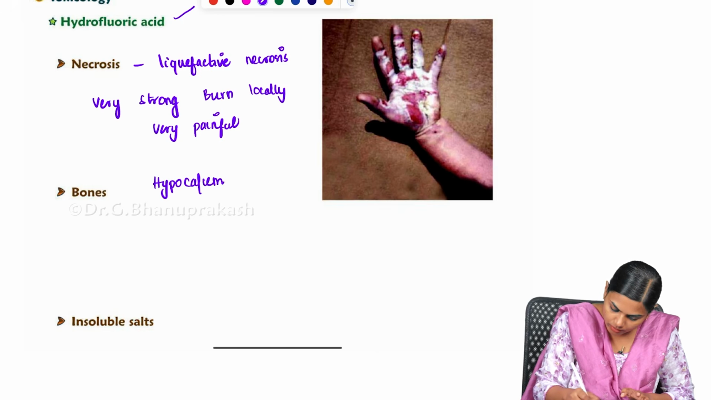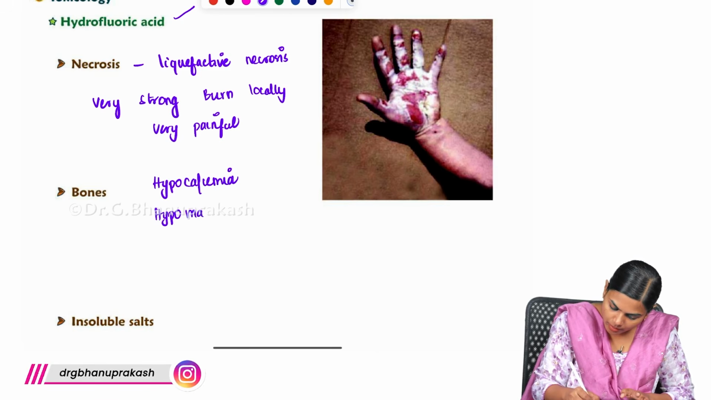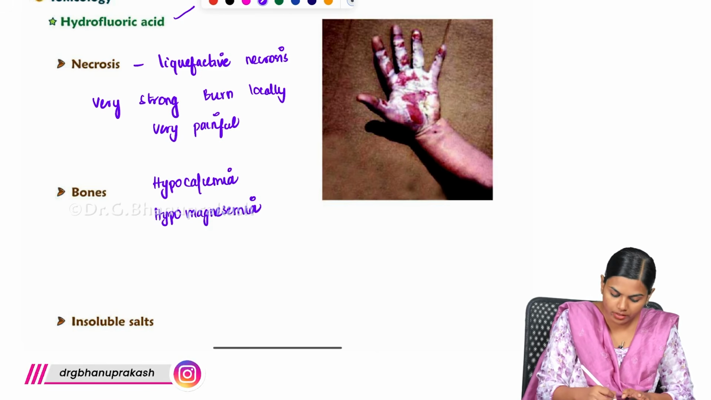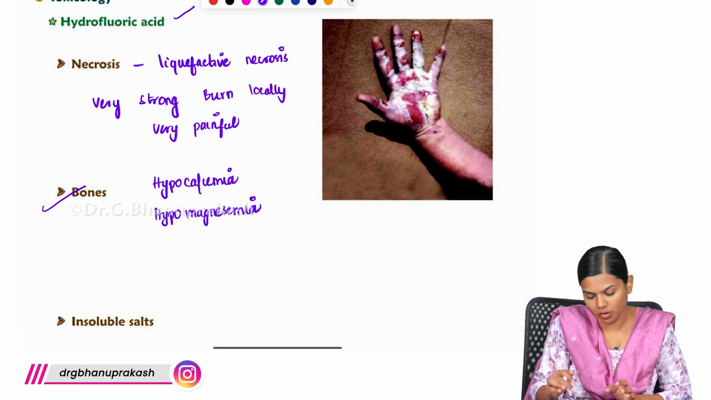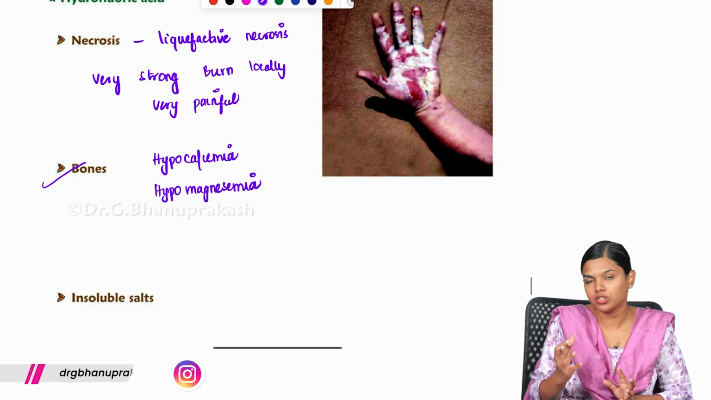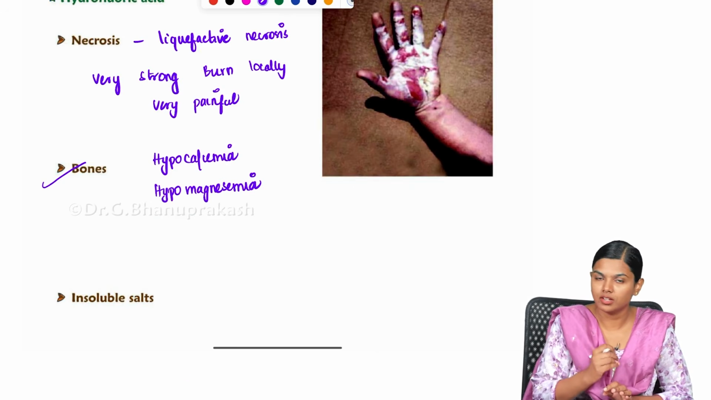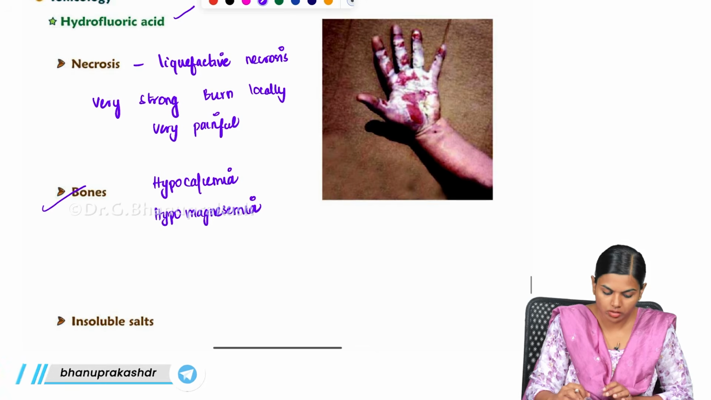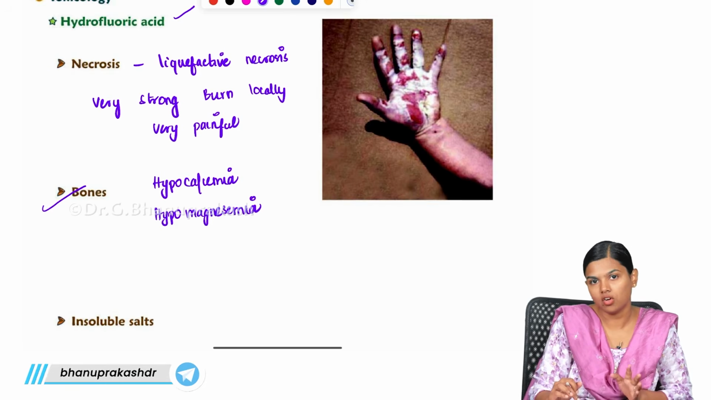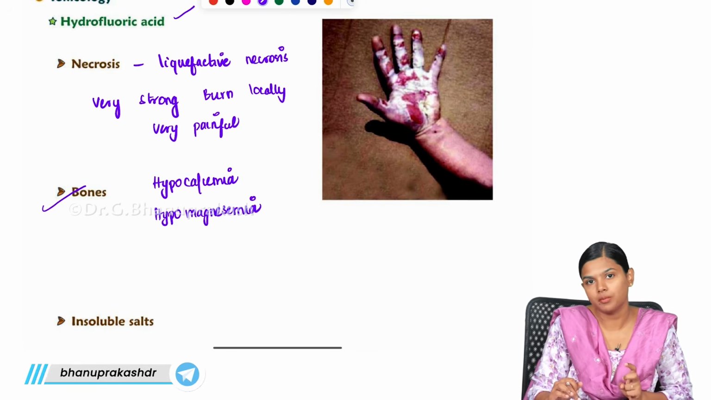This also leads to hypocalcemia and hypomagnesemia. It will remove the salts from the bone, and by forming calcium and magnesium salts, it will lead to hypocalcemia and hypomagnesemia. So this hydrofluoric acid can cause hypocalcemia and hypomagnesemia.